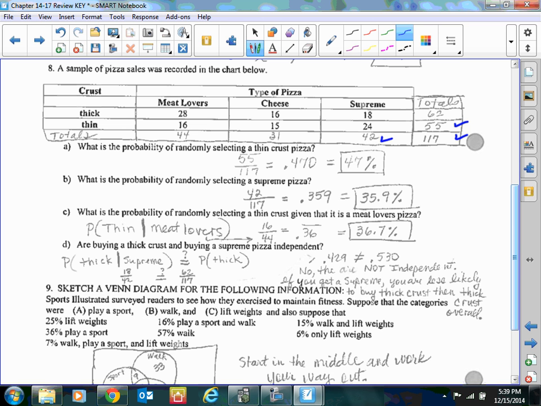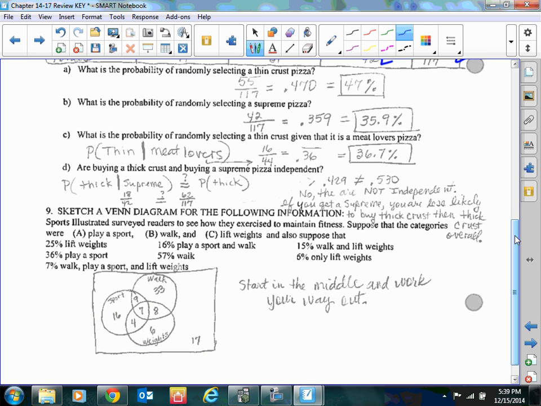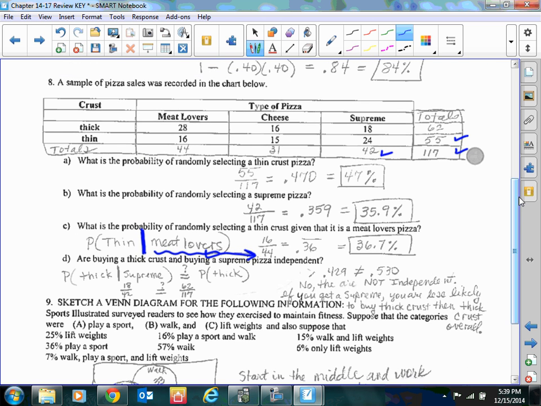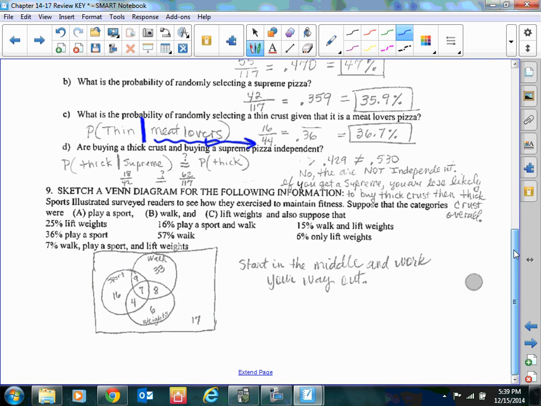Now, what's the probability? This is the ones that people struggle with. What's the probability of randomly selecting a thin crust pizza given that it is a meat lovers? Do you see this? Given that it is meat lovers. So out of all of the meat lovers, which is 44, the portion of those 44 meat lovers that are thin crust is 16. So 16 over 44 is how you get your 36.7%.